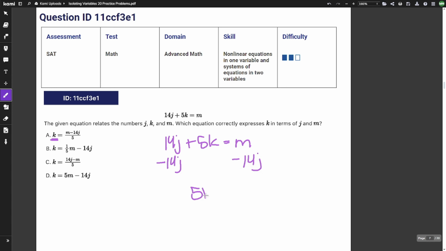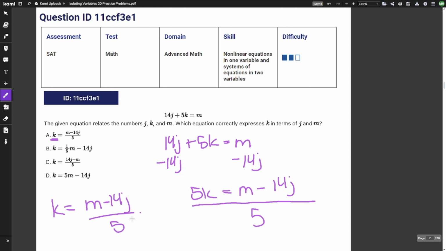And we get that 5k is equal to m minus 14j. Then we're going to divide the entire thing by 5 to get k by itself. And we get that k is equal to (m minus 14j) divided by 5, or A.